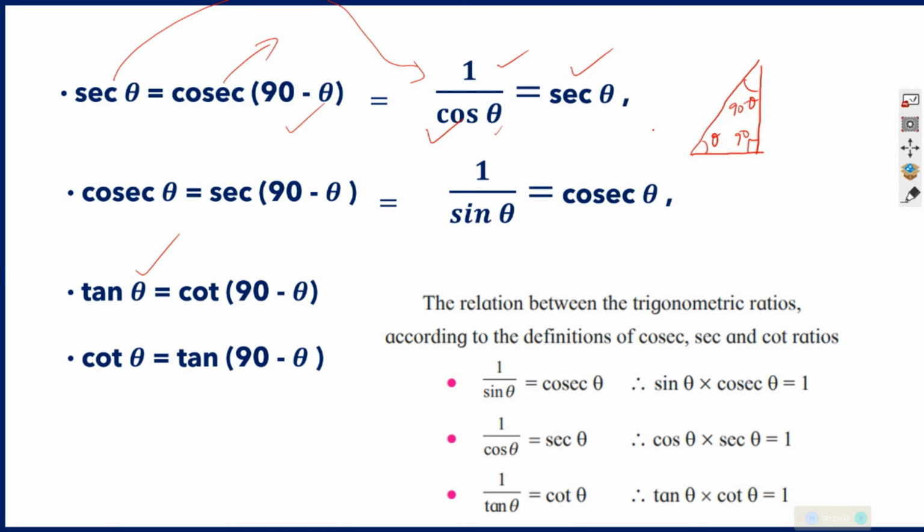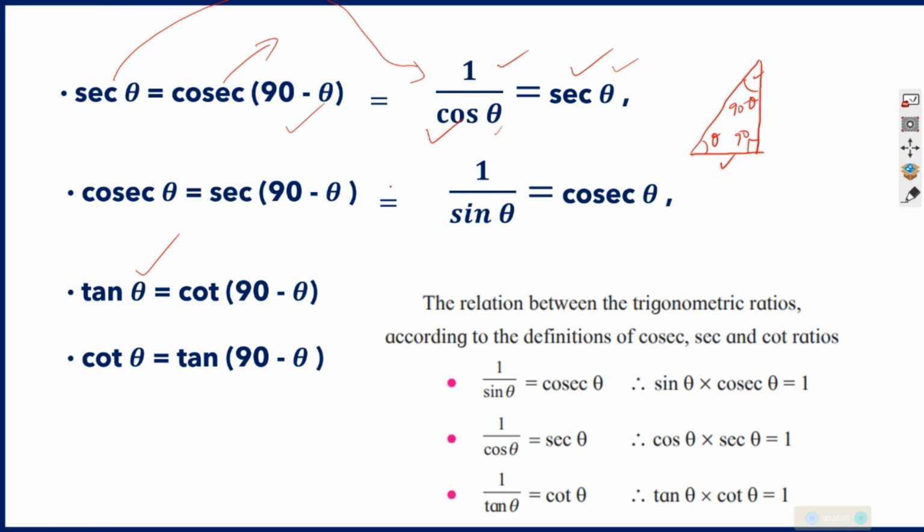Learning by heart is the most common method advised by all, but before that you will simply see that 1 upon cos theta means I should know cos theta. Cos theta is adjacent upon hypotenuse. So you will write that: 1 upon cos theta, you will reverse it and write it as sec theta. Once you write sec theta, you will understand that sec theta is this.